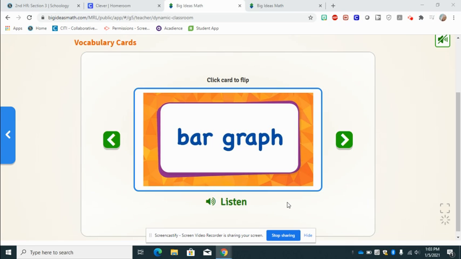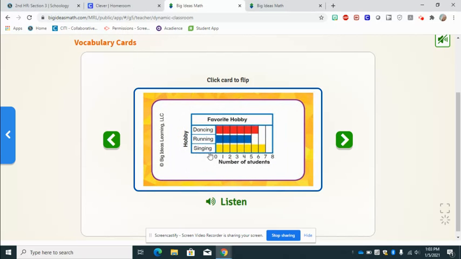Hey, boys and girls. In math, we're going to start chapter 13, and we're going to be using graphs to find information. We're going to start by looking at our vocabulary cards, and this is going to show the different vocabulary words that we're going to see in this chapter. The first one is bar graph, and this is a picture of a bar graph.